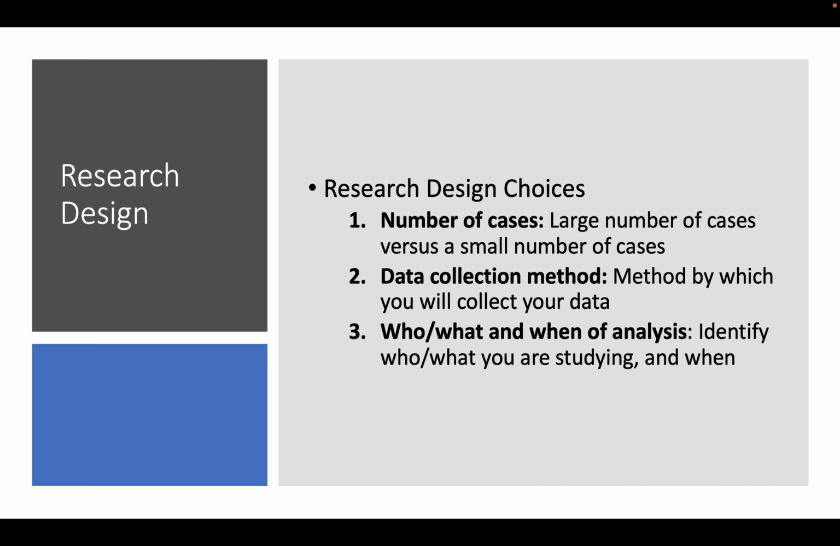A third choice has to do with the who, what, and when of analysis. That is, we're identifying who we're studying, what it is about that who that is interesting in terms of our study, and when our study is being conducted. So in that previous hypothesis, our study is being conducted in 2022. But of course, there are a lot of studies that have other time periods for their collection of data.